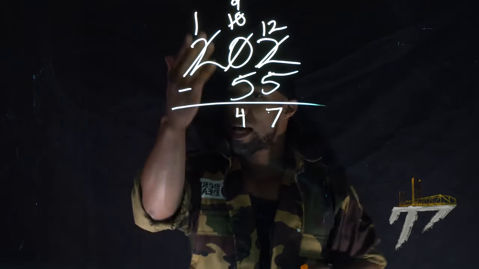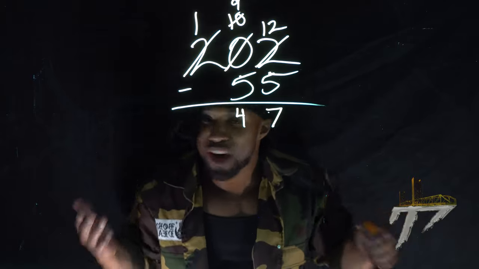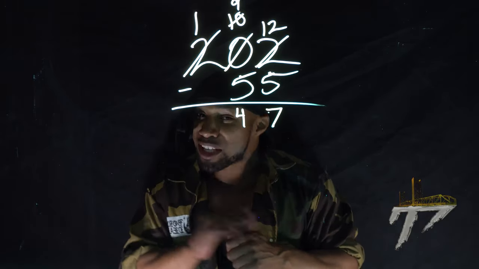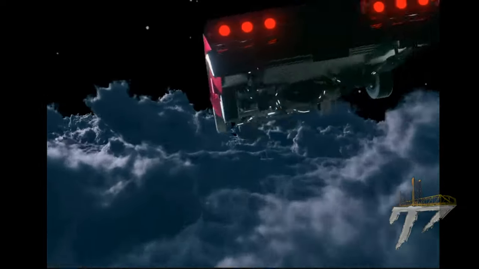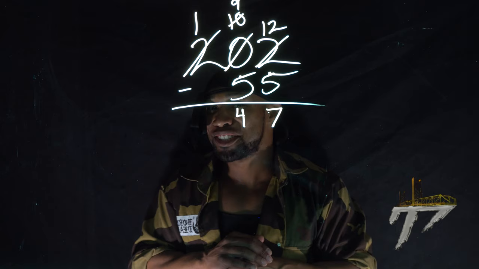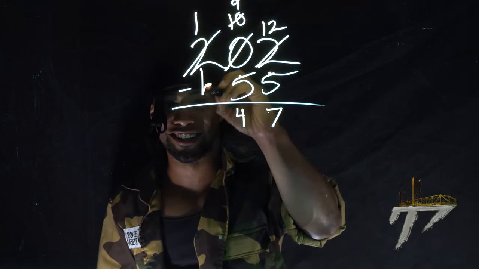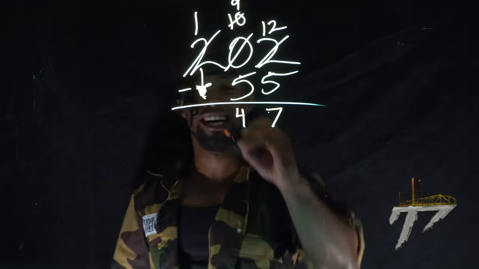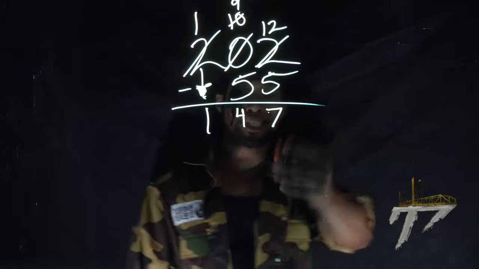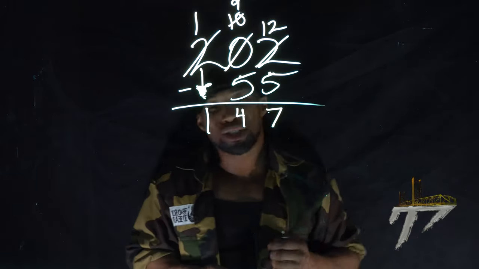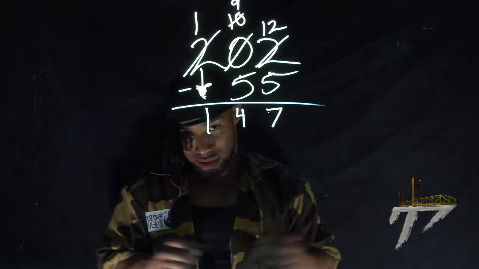So then you get to the last place. And what's everybody's favorite thing to do? Especially my homegirl Tatiana. Bust down on the gas. She busts down. Y'all already know. So then, bam, you get the answer right there. 147. That's pretty much all you need to know about subtraction.